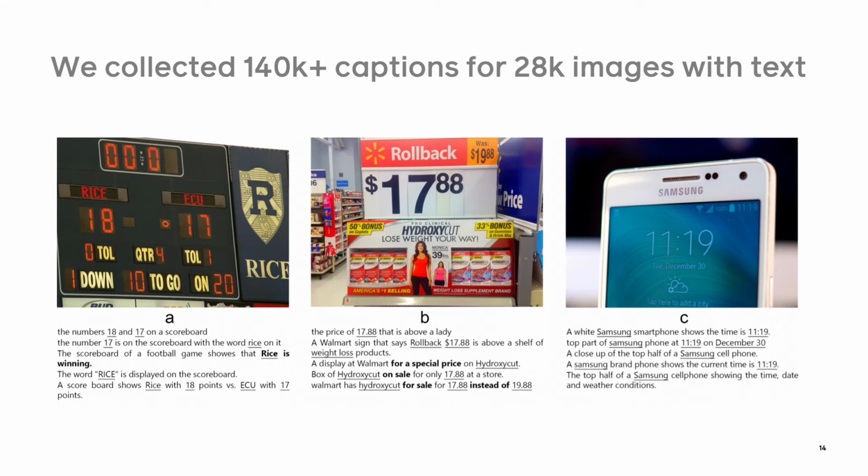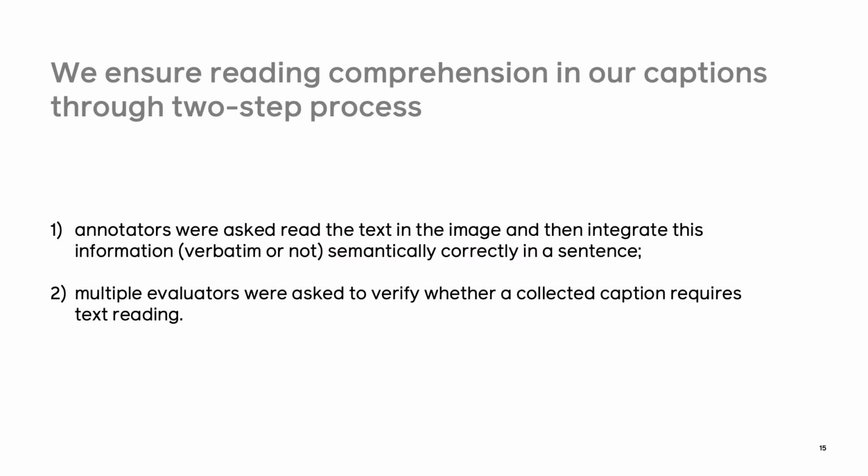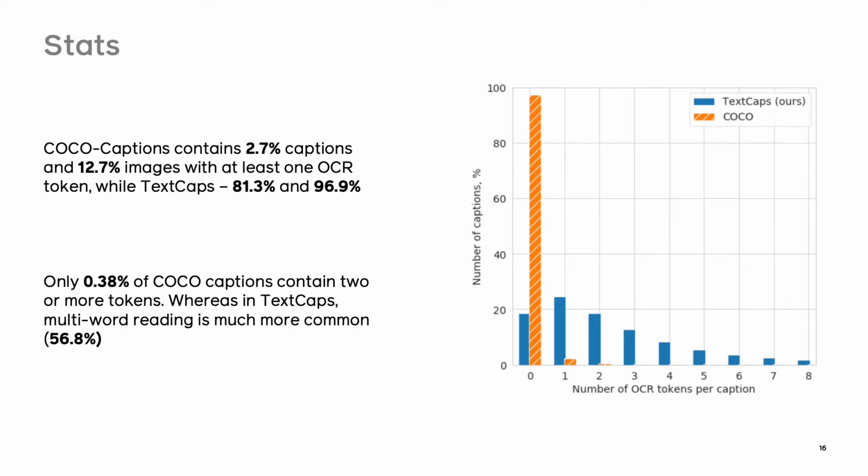There are 140,000 plus captions for 20K images with text, as you can see some examples inside this image. We also ensure that reading comprehension is required for the captions inside TextCaps by doing multiple evaluations, asking separate annotators to verify the original annotations. 81% of TextCaps captions contain an OCR token, whereas this number is only 3% for COCO captions. TextCaps also requires multi-word reading, as 57% of the captions contain two or more tokens.